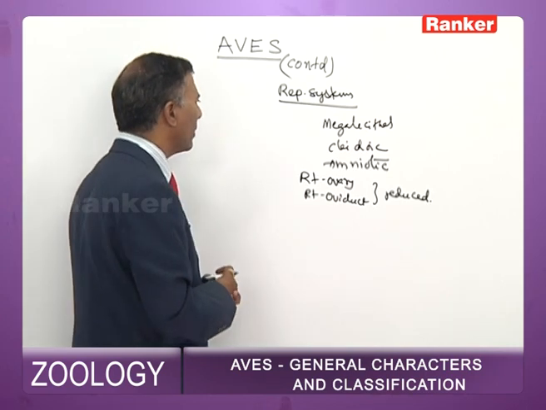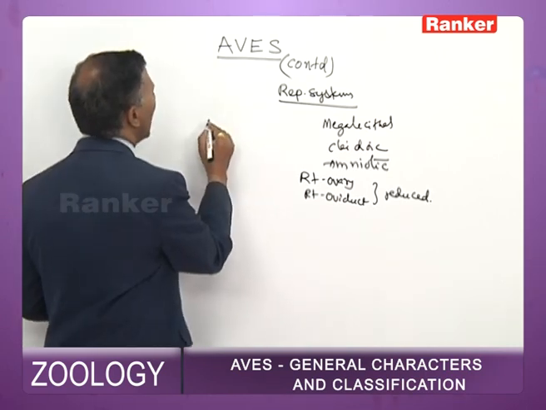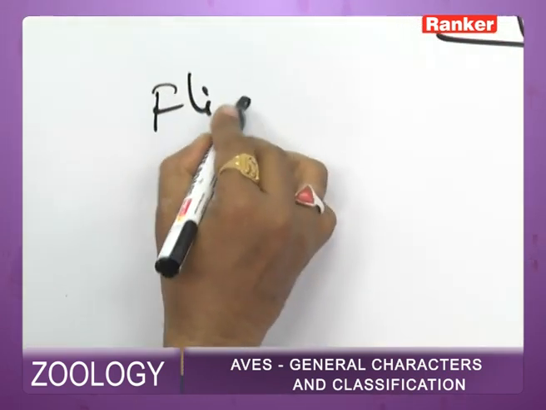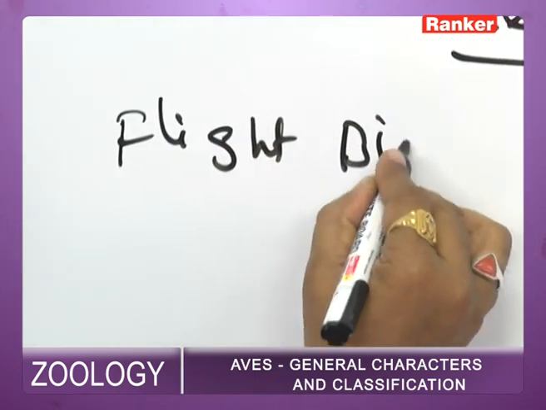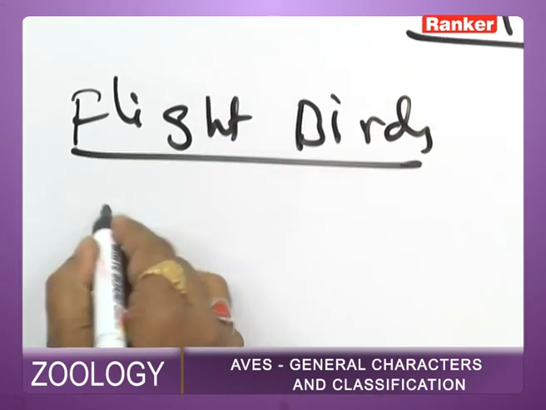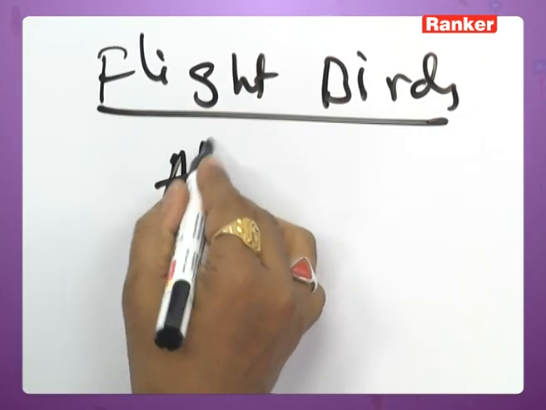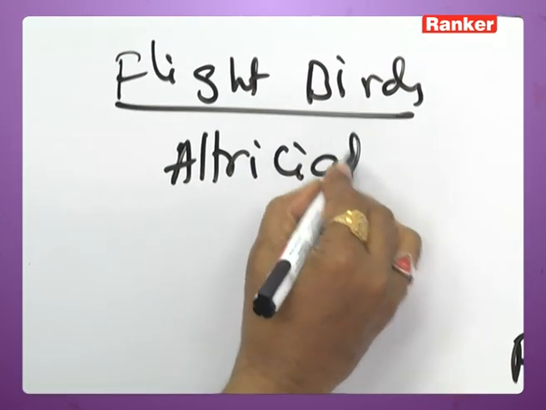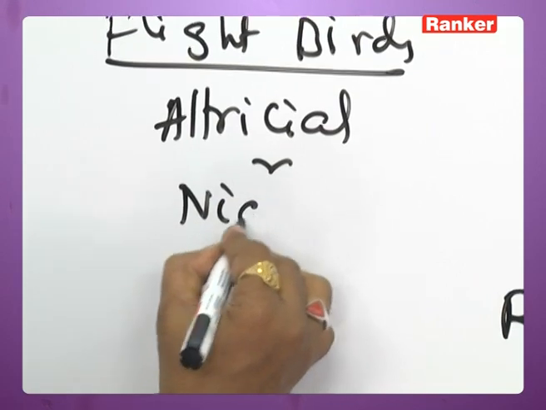Then the young ones of birds: the young ones of flight birds are called altricial or nidicolous.